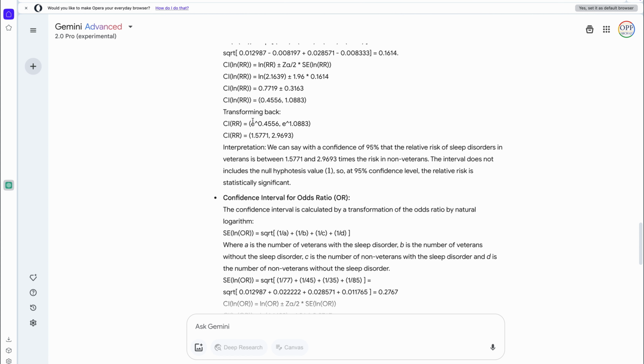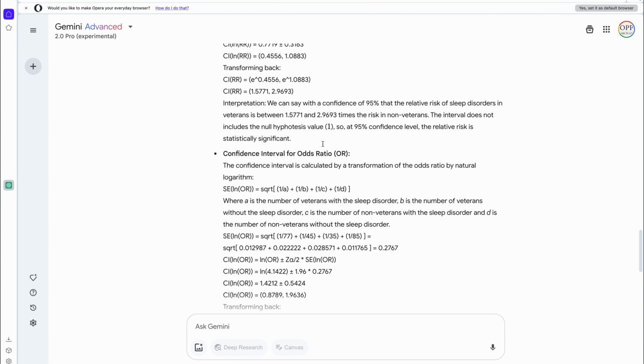Anyway, it goes through, and does remember at the end that we have to take the anti-log, or in other words, the inverse of the natural log, and that is exponentiation. So we take Euler's number e to the power of the upper limit and the lower limit, and that gives us the lower bound and the upper bound of the 95% confidence interval, and it expresses it there very nicely. And it also says the interval does not include the null hypothesis value of 1. So at a 95% confidence level, the relative risk is statistically significant. By the way, it also said that for the risk difference, so that's fine.